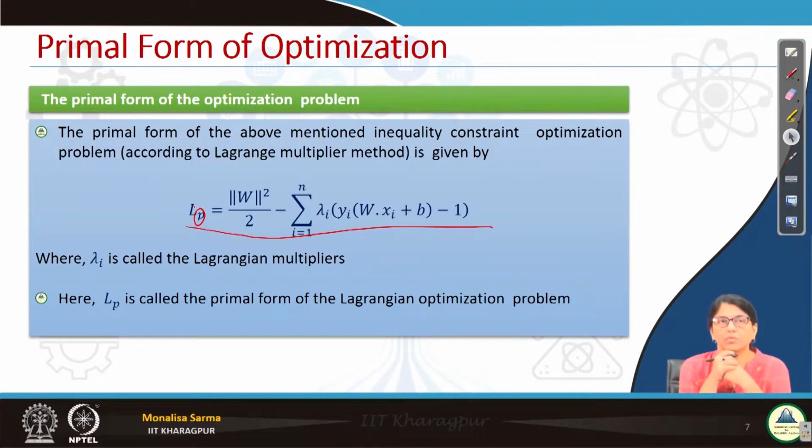This is called the primal form. We can use a subscript P to distinguish that this is the primal form. Why are we distinguishing? Because there is another form also, the dual form, which we will see now. Here, lambda is a dummy variable, also called the Lagrangian multiplier. So LP is called the primal form of the Lagrangian optimization problem.